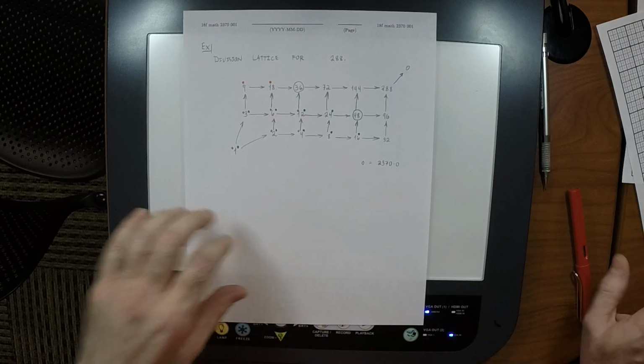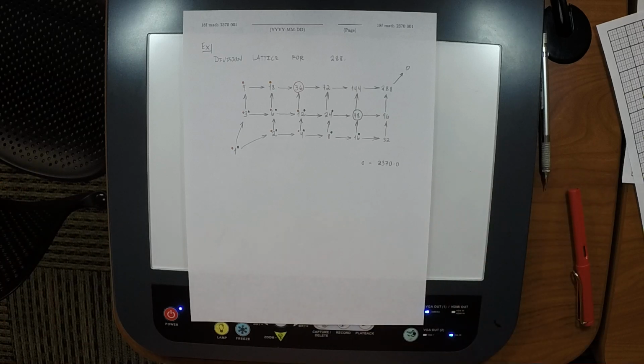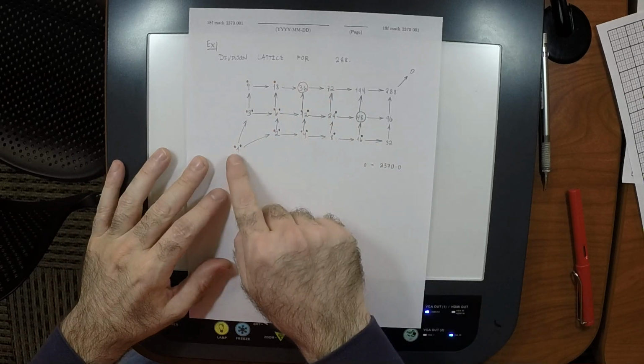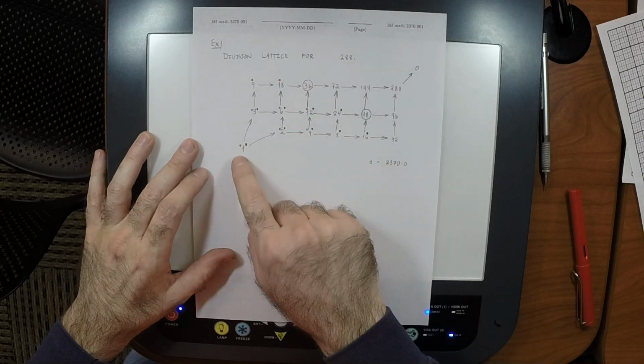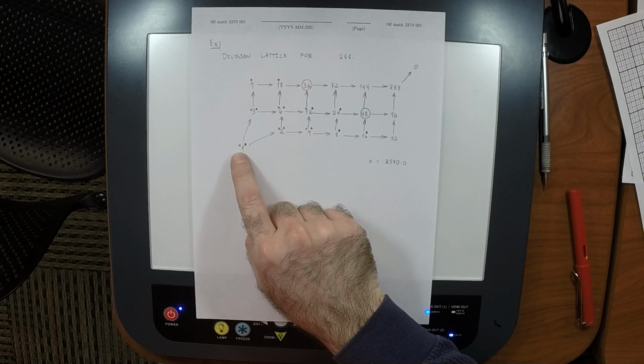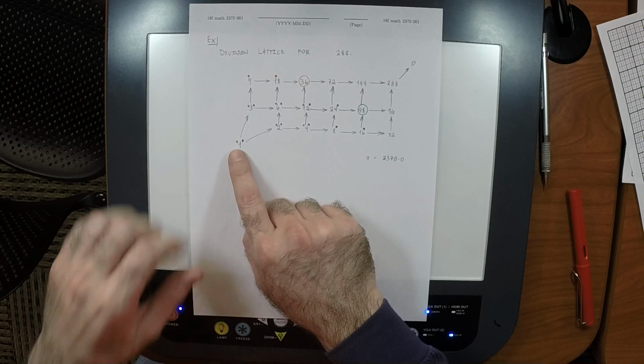Now, imagine that we take the entire division lattice, like the whole shebang. You select any two numbers, and you color the divisors of the one number red, and you color the divisors of the other number green. Will it always be the case that at least one number is colored both colors? Yes. Which number will certainly be colored both colors? One, right? One has to be colored both colors, because isn't it the case that one divides all naturals? Yeah.